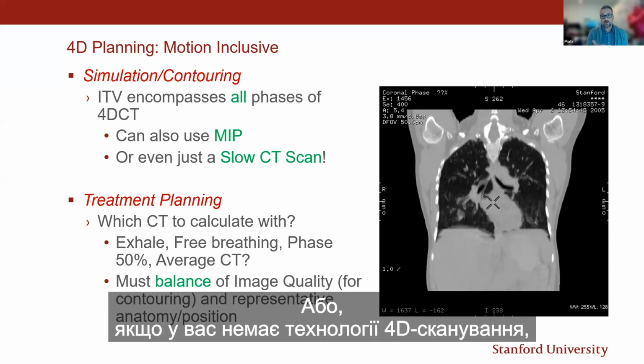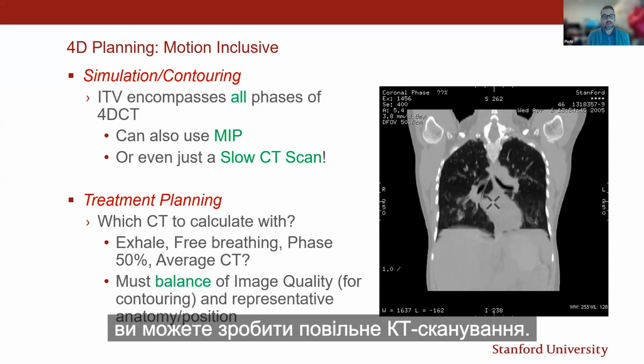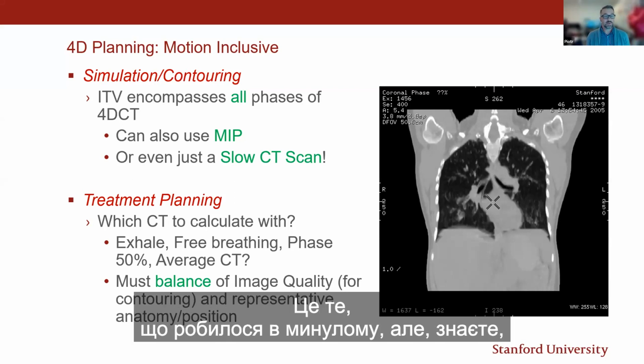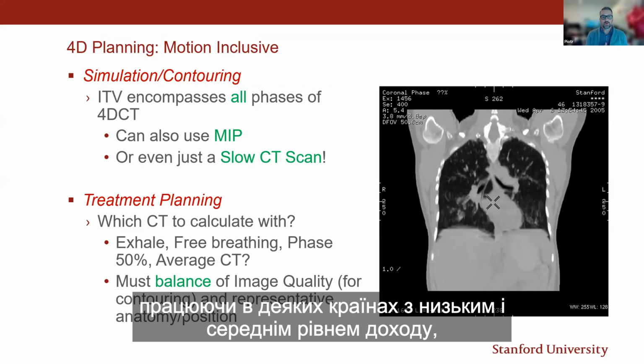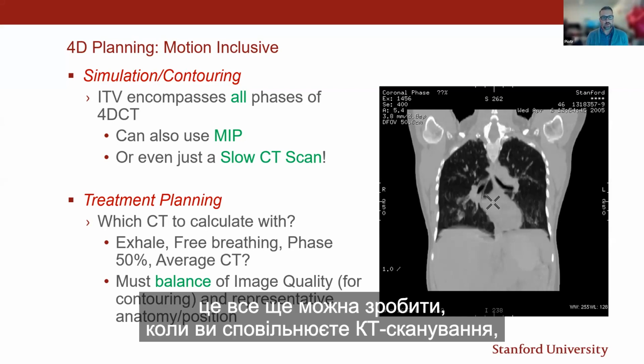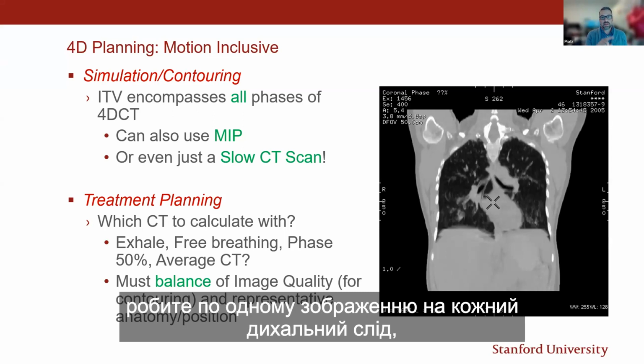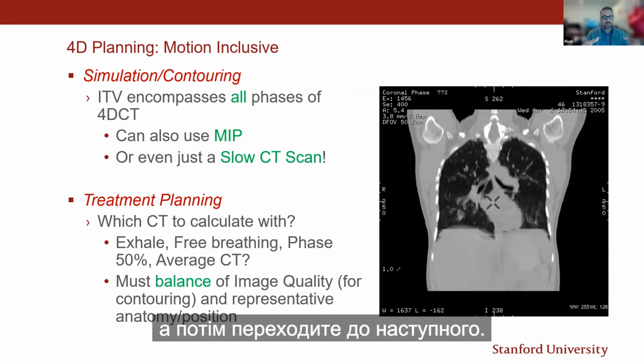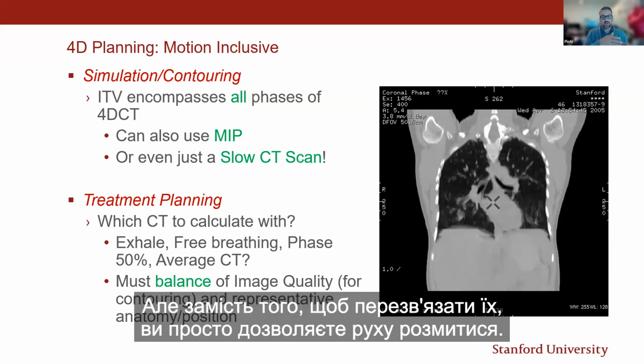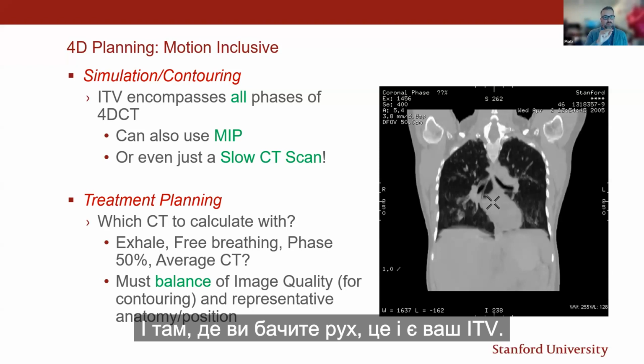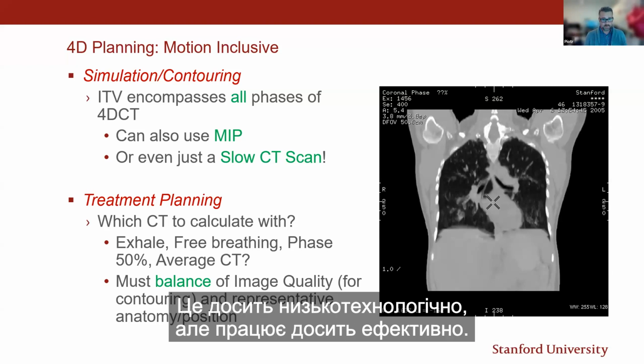Or if you don't have the technology of a 4D scan, you can actually do slow CT scans. This is something that we've done in the past, but having worked in a few low to middle income countries, this is something that can still be done, where you slow your CT scan down to capture one image per breathing trace, and then you move on to the next one. But instead of rebinning it, you're just letting the motion blur. And anywhere you see motion, that's your ITV. So it's quite low tech, but it works well, it's quite effective.